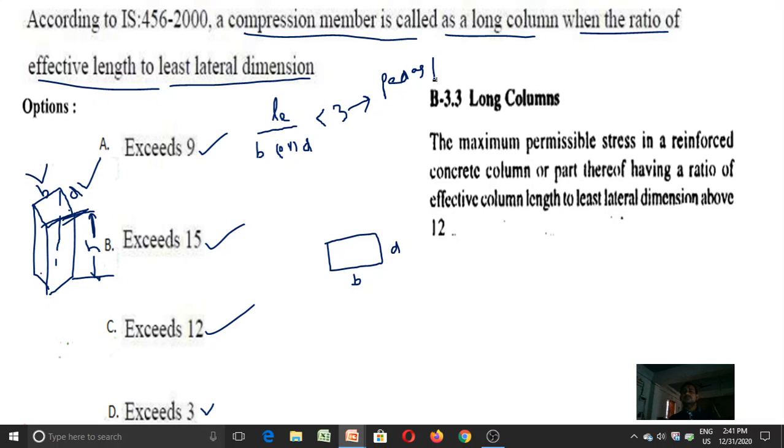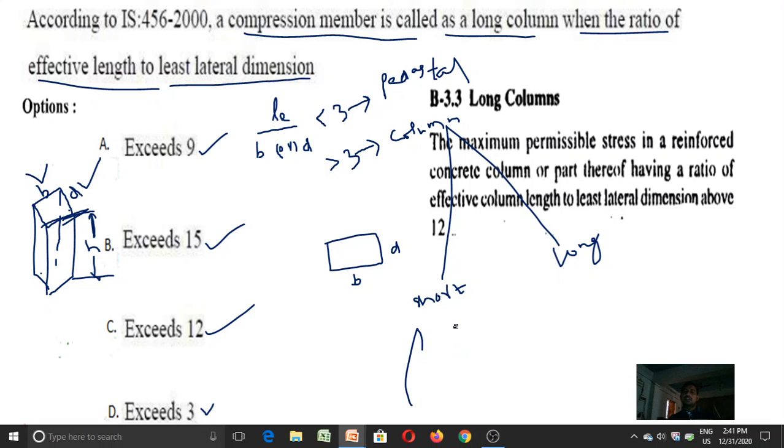If the ratio between effective length of the column to the least lateral dimension is greater than 3, we can categorize it as a column. Among columns, there are two types: short columns and long columns.